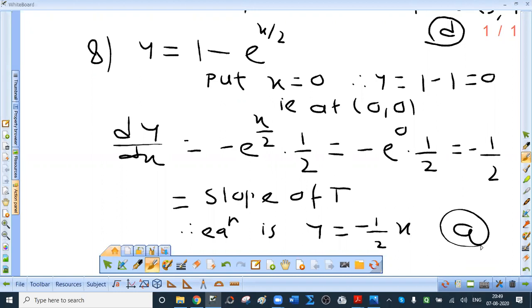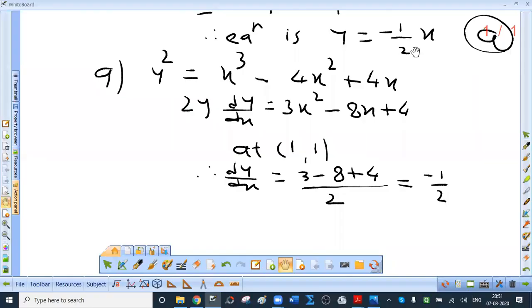Okay. See, the tangent at the point of intersection with y-axis. So let us find that point. What is the equation of y-axis? x equal to 0. So put x equal to 0 to get y equal to 1 minus, because e raised to 0 is 1. So 1 minus 1, that is 0. Means tangent is drawn at 0, 0. Okay. So what is dy dx at 0, 0? Minus half. So what is the equation of tangent? y equal to minus half x. Right.